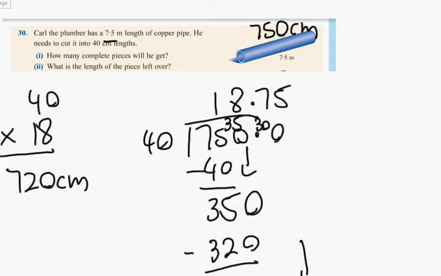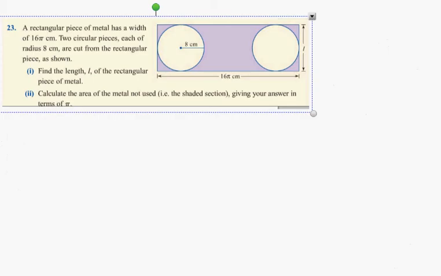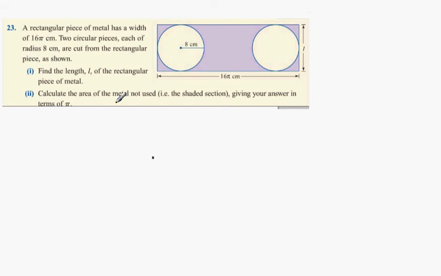Okay, the next one is these ones here, right? A rectangular piece of metal has a width of 16 pi centimetres. Two circular pieces, each of radius 8, are cut from the rectangular piece as shown. Find the length L of the rectangular piece of metal. I need to find the area of it.